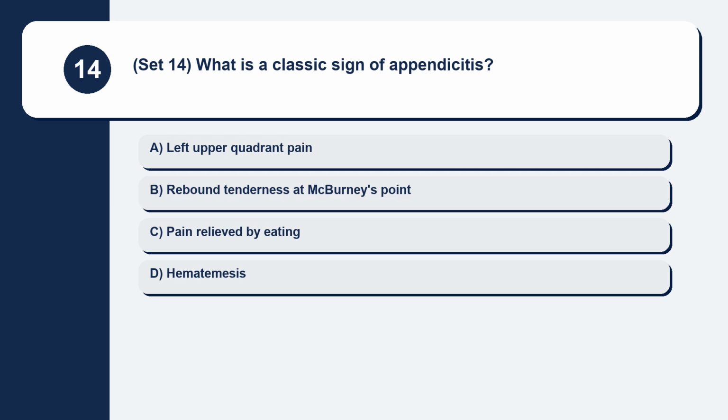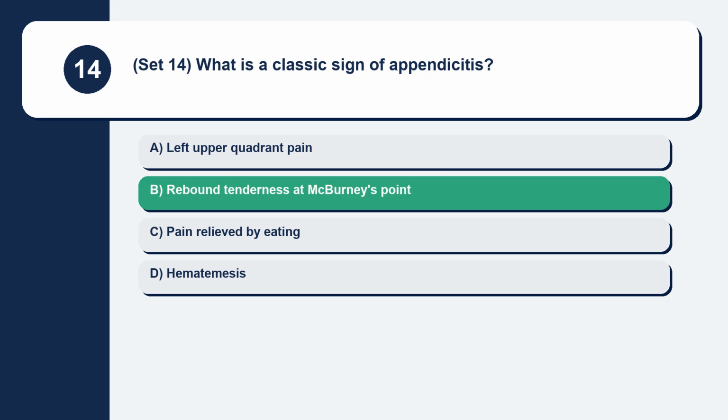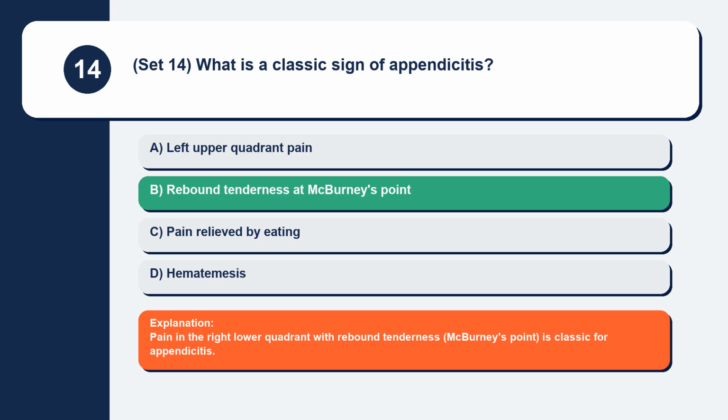Question 14. Set 14. What is a classic sign of appendicitis? Left upper quadrant pain, rebound tenderness at McBurney's point, pain relieved by eating, hematemesis. Pain in the right lower quadrant with rebound tenderness, McBurney's point, is classic for appendicitis.